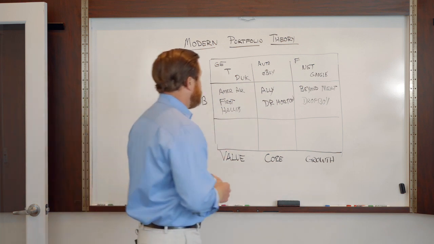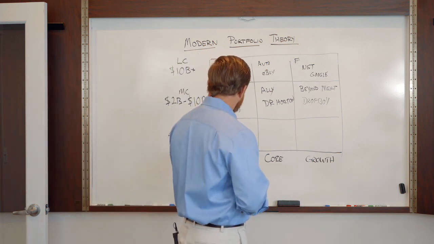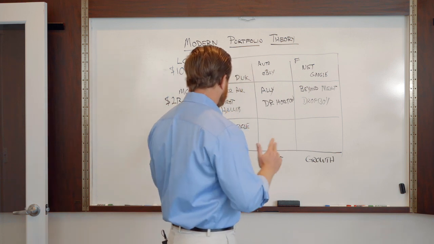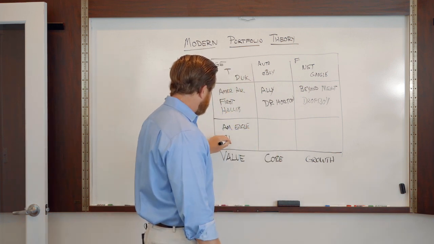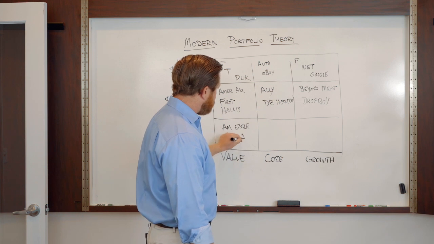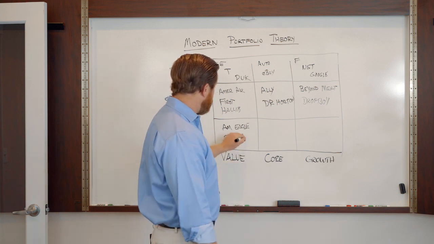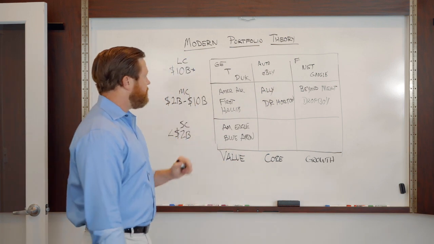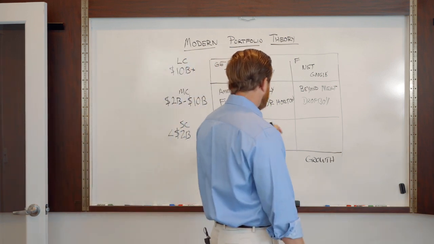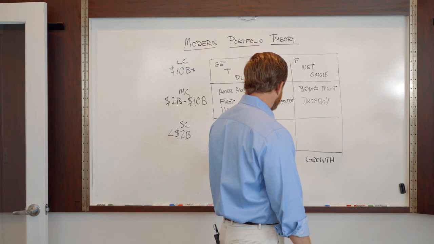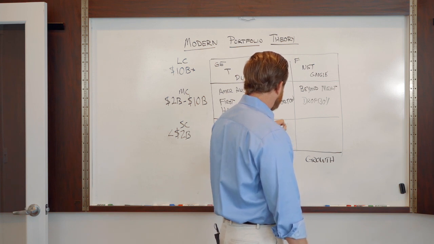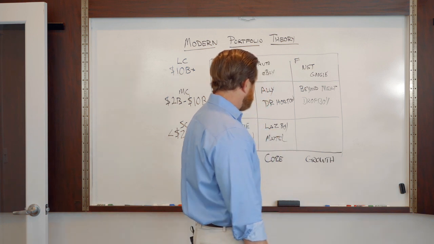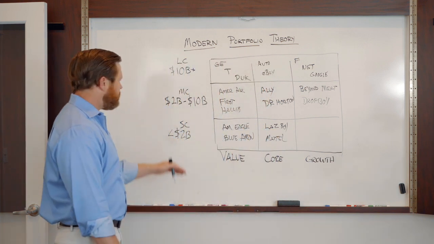On the value side here, we would have American Eagle. We could do Blue Apron. It's kind of an interesting one. You would think that Blue Apron might be growth since they're new and startup here, but that's a good example of a small cap value company. Small cap core, Lazy Boy. That's a good example. And then we could say Mattel. Mattel making games and toys and so forth.